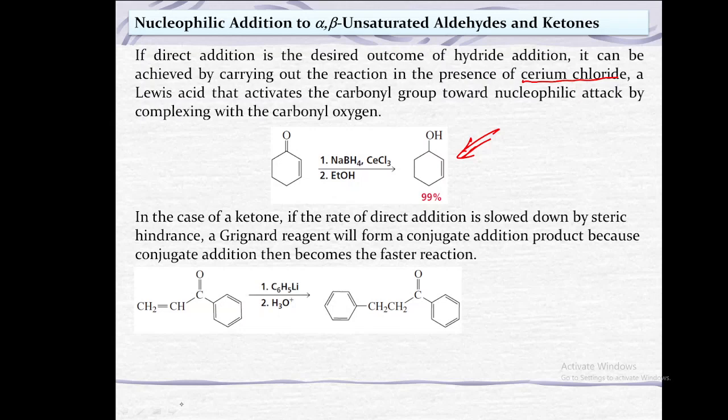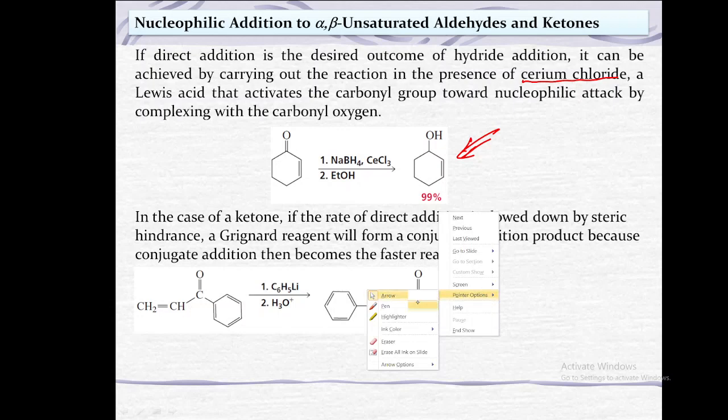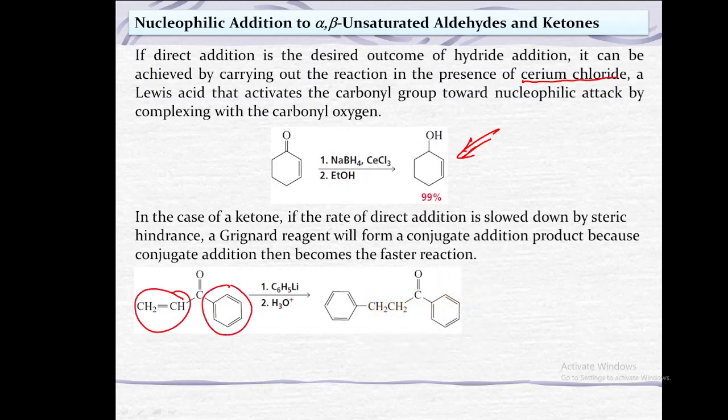Now, in the case of a ketone, the rate of reaction has been fairly reduced. The rate of attack on the carbonyl carbon, or direct addition, is slowed significantly due to steric factors. You know, these are two big groups that are coming in, and the reagent here that wants to attack is also a big group. An attack at the carbonyl becomes difficult due to steric factors. And so it's the conjugate addition that becomes possible.